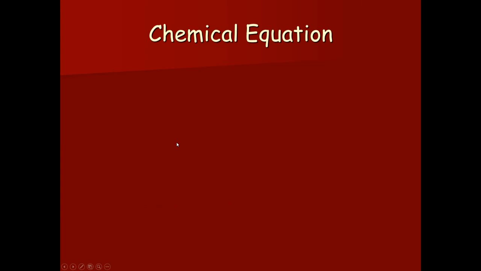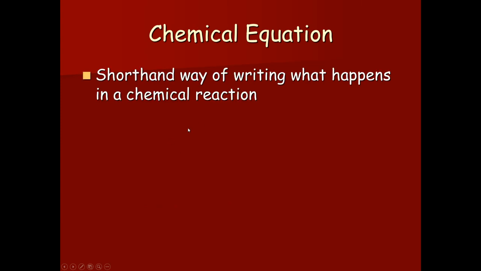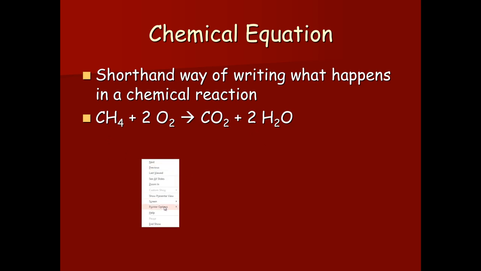So a chemical equation, what is it? A chemical equation is just simply a shorthand way of writing what happens in a chemical reaction. So again, you've probably seen lots and lots of these. You essentially write molecule plus other molecule, an arrow, meaning it goes to, and then some other things. So let's look at one. Here's one. CH4 plus oxygen goes to carbon dioxide and water. Very simple. So there are some things to this that we need to know.